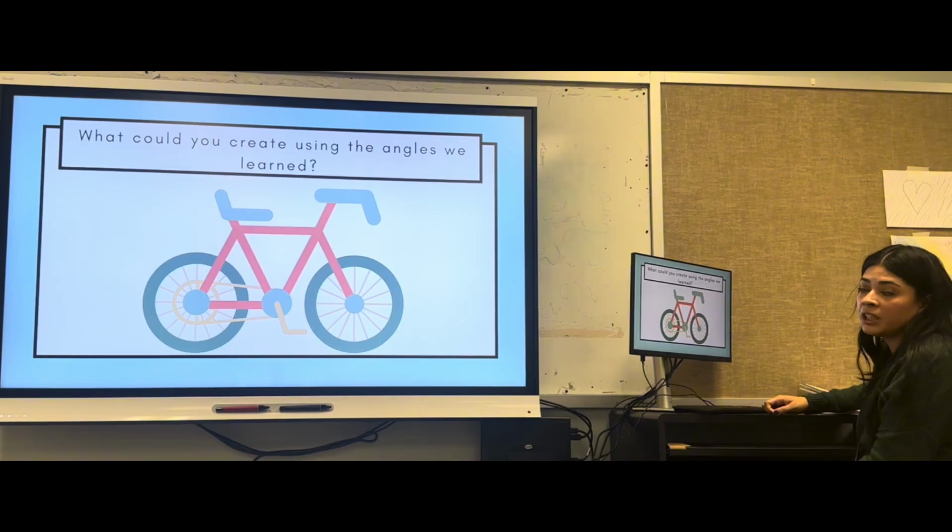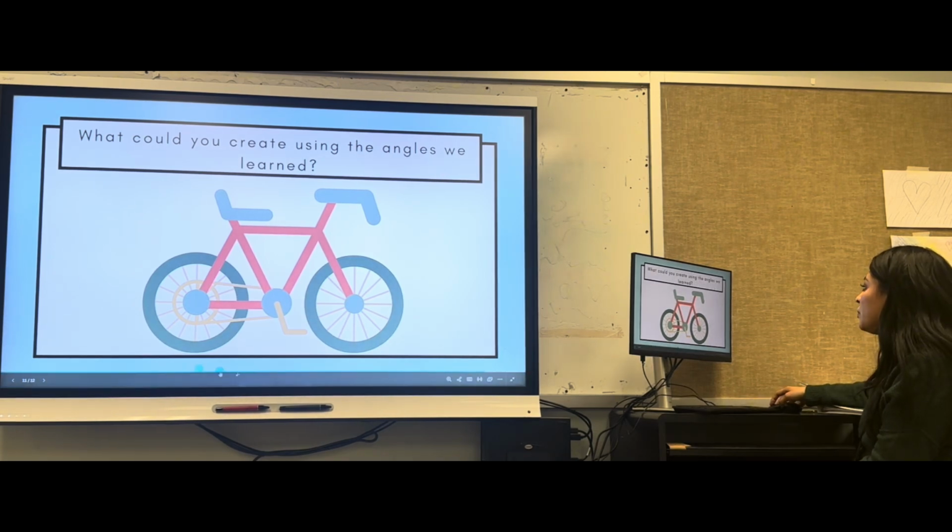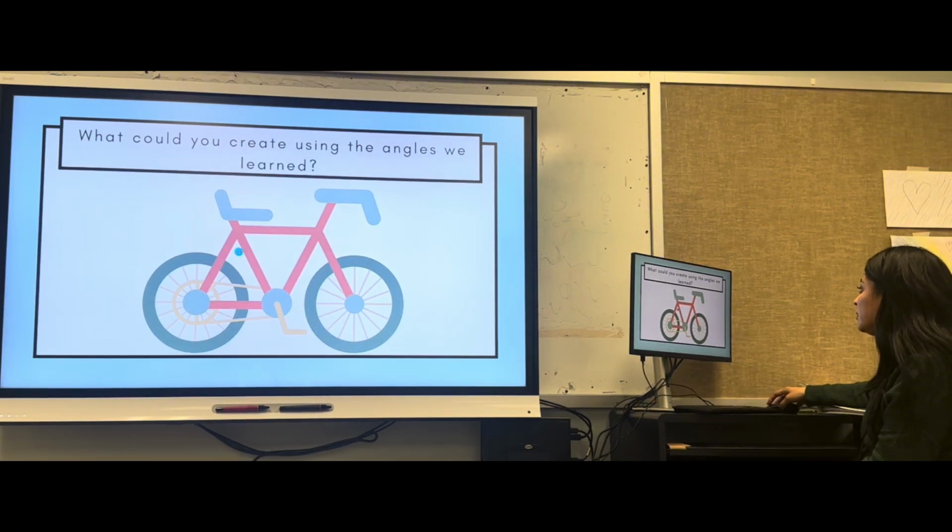And then lastly, whenever you finish early with that assignment, you are going to see what you can create using these angles that we learned about. So here is an example. This is the bike, but we have an obtuse angle, we have some acute angles, we have more obtuse angles, and we have straight. So this is what you can do. You can draw your picture, leave an explanation of what angles you use to create this drawing or object.